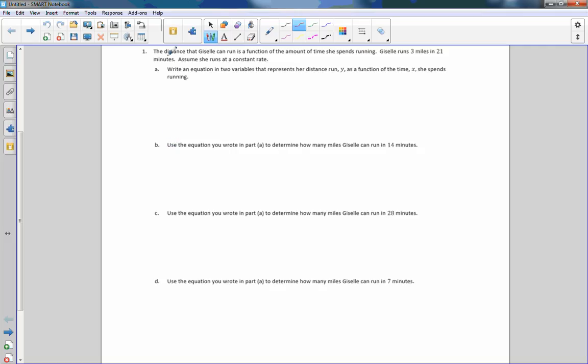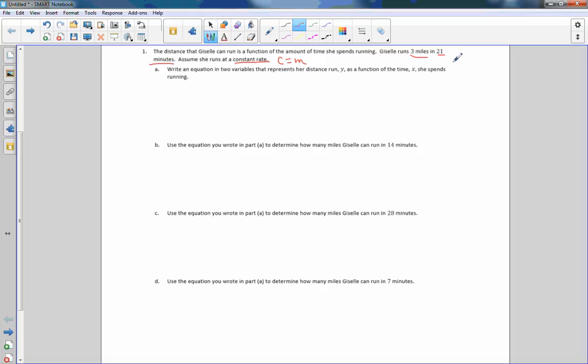Okay, so number 1, the distance that Giselle can run is a function of the amount of time she spends running. Giselle runs 3 miles in 21 minutes. Assume she can run at a constant rate. So I have a constant rate C, and now that we're doing linear equations, that is an M. Write an equation in 2 variables that represents her distance run, y, as a function of the time x she spends running.